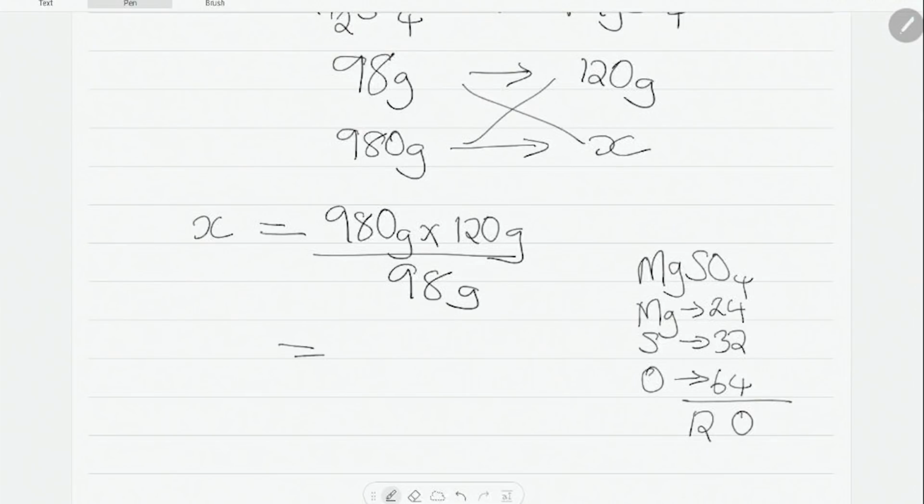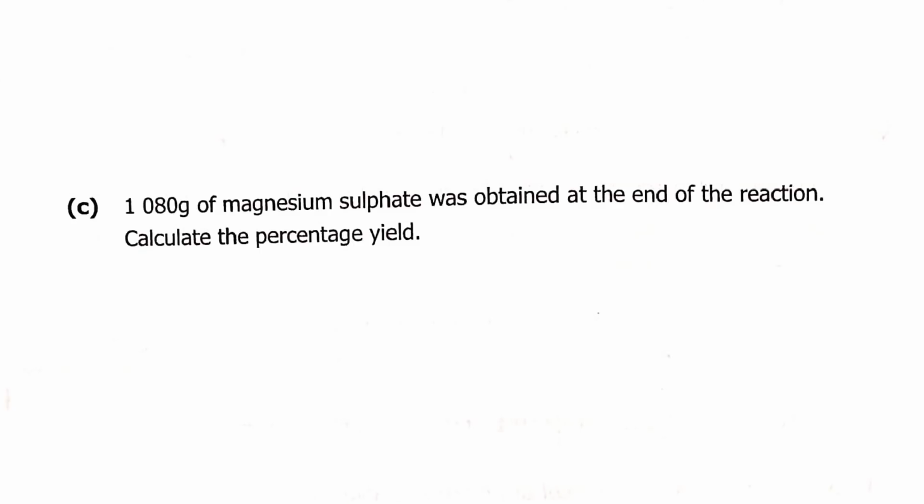Then that is going to give us 980 multiplied by 120 divided by 98. This is going to give us 1,200. So 1,200 grams. Why? Because we are looking for the mass. Then C. 1,080 grams of magnesium sulfate was obtained at the end of the reaction.